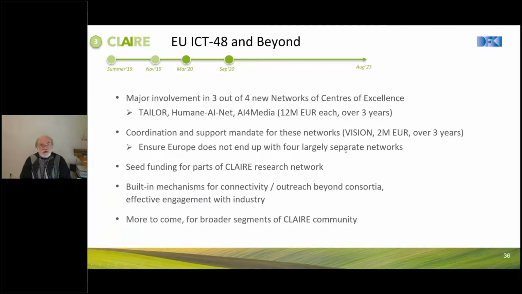Probably the most important part that is relevant for this discussion are the ICT48 networks that have just started in September.